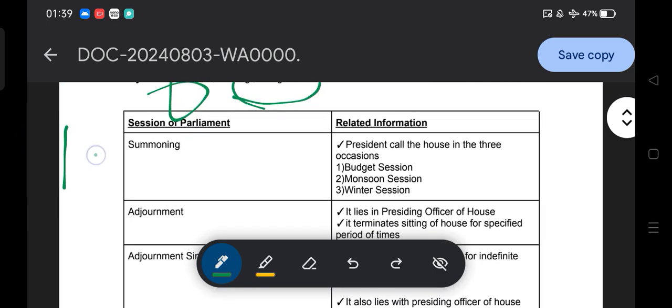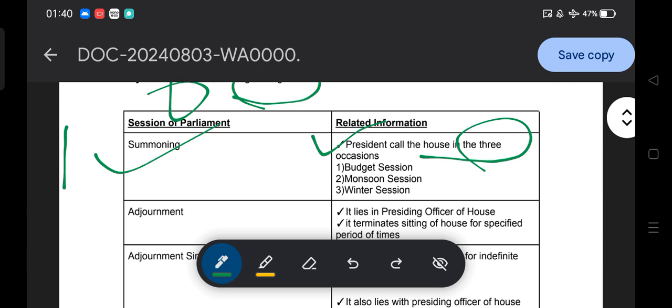Then after that, we should remember summoning. When I talk about the session of parliament, what is summoning? Summoning means the president calls the house on three occasions. When summoning takes place, it is the power of the president. The president calls the house, and all the members participate in the parliament and start the due session. To start a session, like the budget session, monsoon session, winter session, who is responsible? The President of India is responsible to call the summons to address the parliament, ensuring the attendance of the members of parliament to initiate the session.